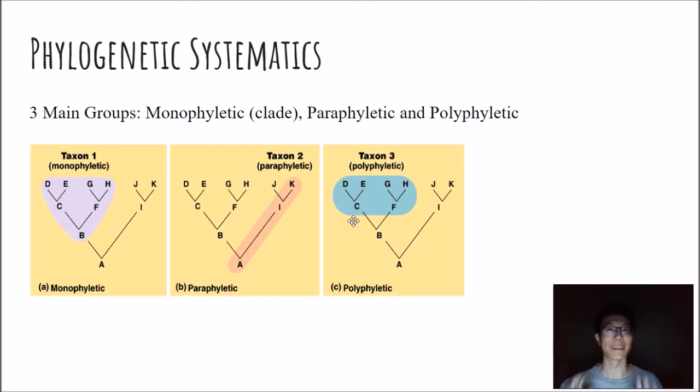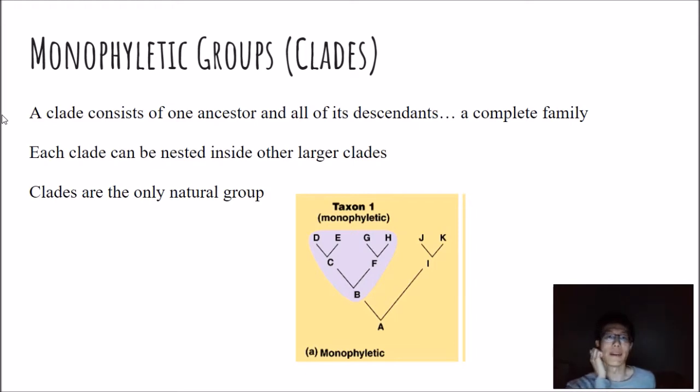You should get to know these because that will help you a lot on your exam as well as in future courses. Okay, so let's take a look at monophyletic groups first, also known as clades. You can use these terms interchangeably, monophyletic versus clade. A clade consists of one common ancestor and all of its descendants. So we're looking at a complete family. Each clade can be nested inside other larger clades, and clades are the only natural group that occurs within the natural world.